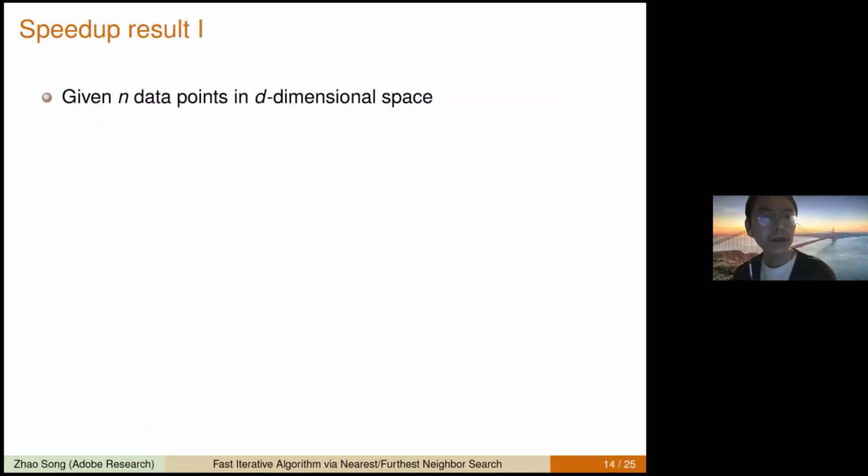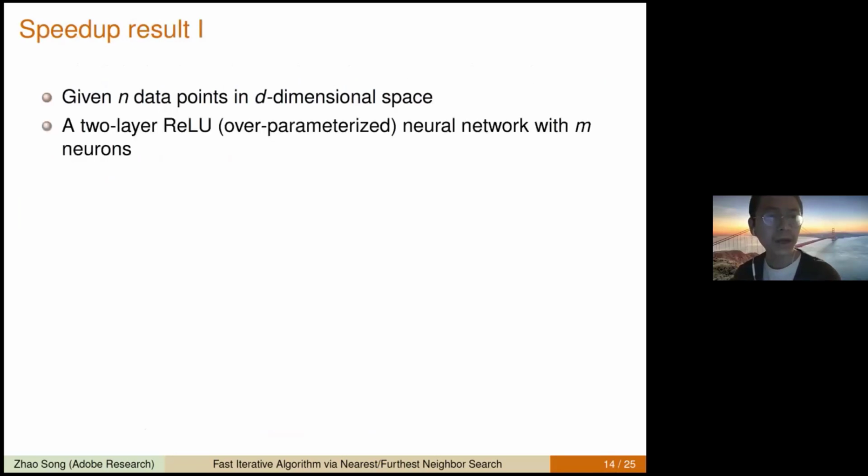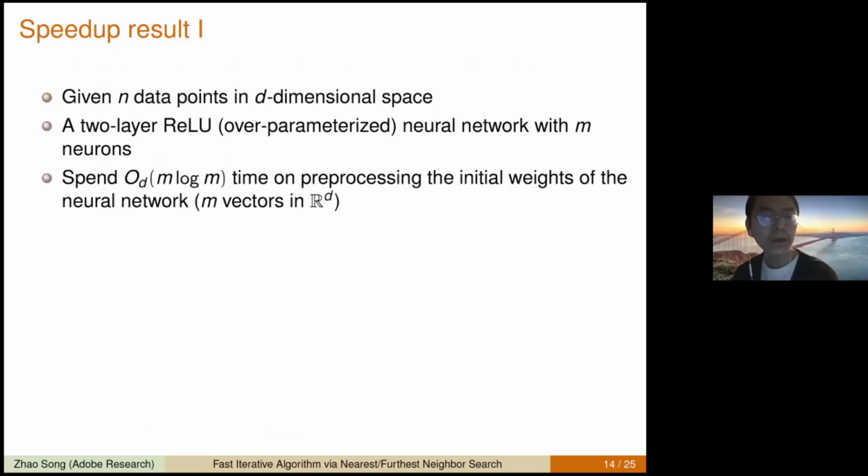Here is our speedup result. We are given n data points in d-dimensional space, and say your neural network has m neurons. We are going to spend O of m log m time, sorry, on preprocessing the initial weights of the neural network. Preprocessing initial weights is actually very standard in practical machine learning training, because when people want to train a neural network, they are not trying to train from scratch. They actually download a neural network whose weights were already preprocessed by some Google or Facebook software.